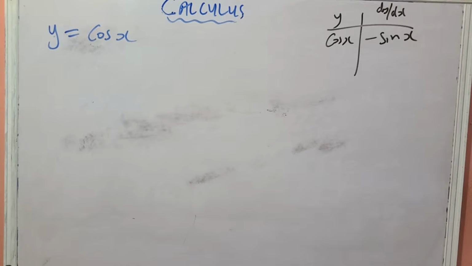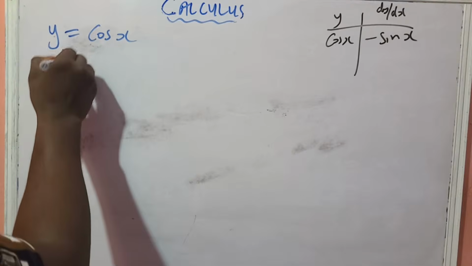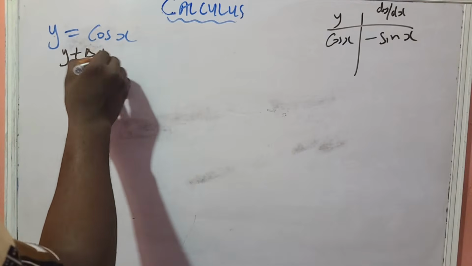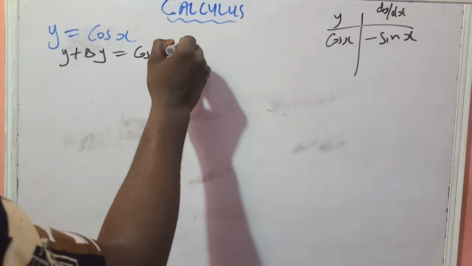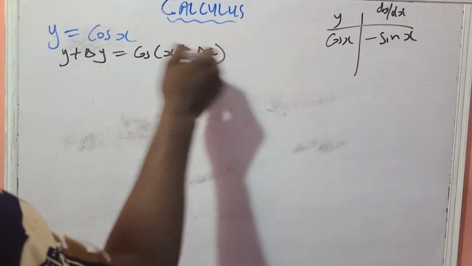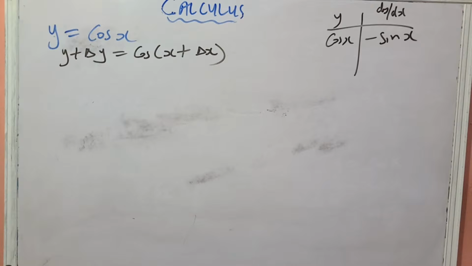Using first principle. Now, I told you yesterday you have 4 basic steps while dealing with first principle. The first is for you to make an increment of both the y variable and the x variable. So let's do that quickly. So we have y plus change in y, that's the increment, is equal to cos. Now we have x plus change in x. All right, we're done with step 1.